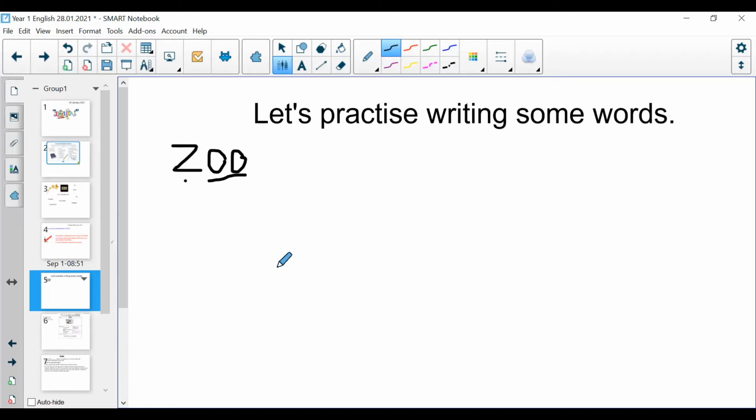Now I would like you to write the word some. Do you remember that word? That is a tricky word. It's a little bit tricky. So have a go at writing the word some. Fantastic. So now it's my turn. S-O-M-E, some. Well done.